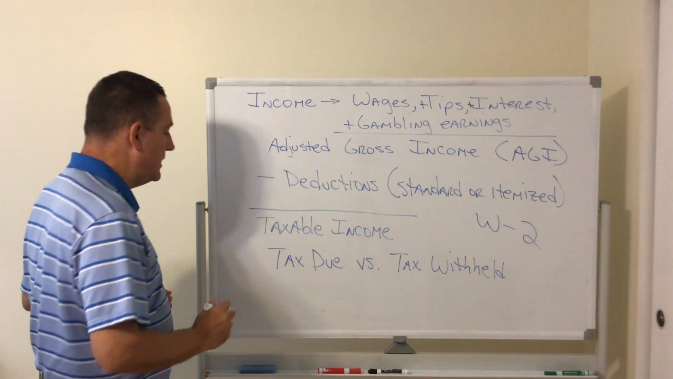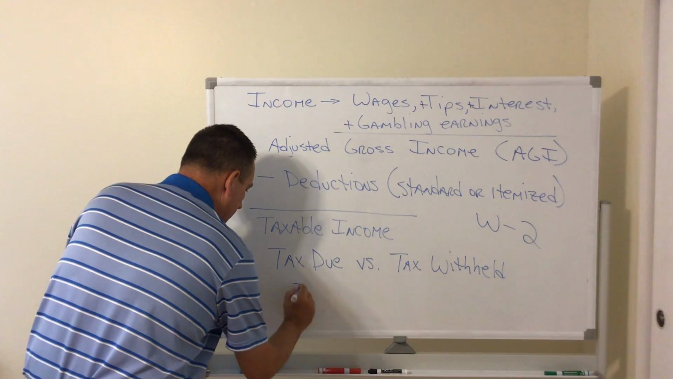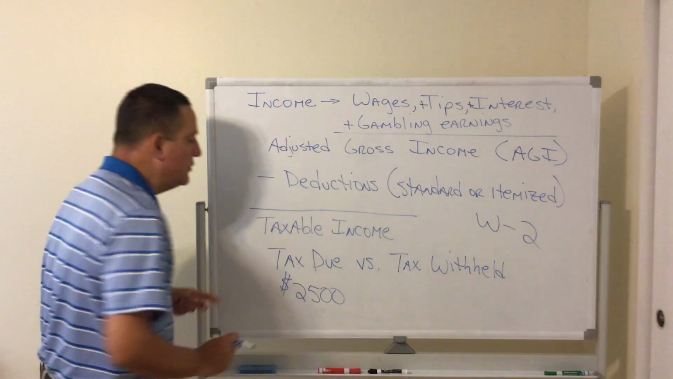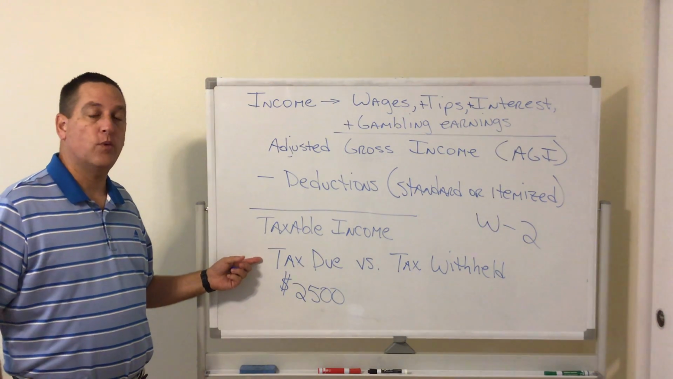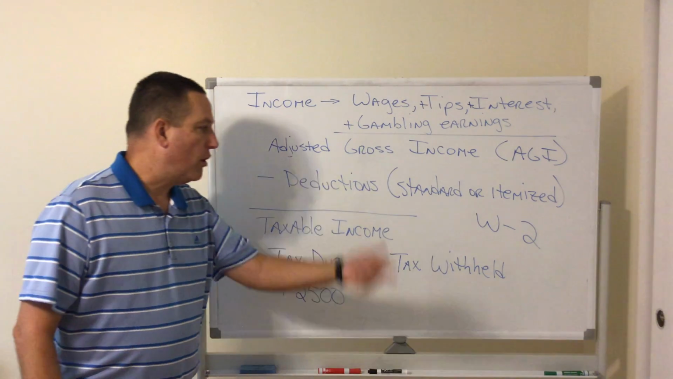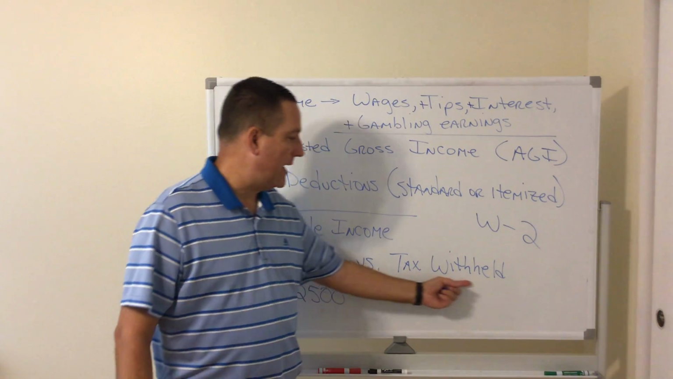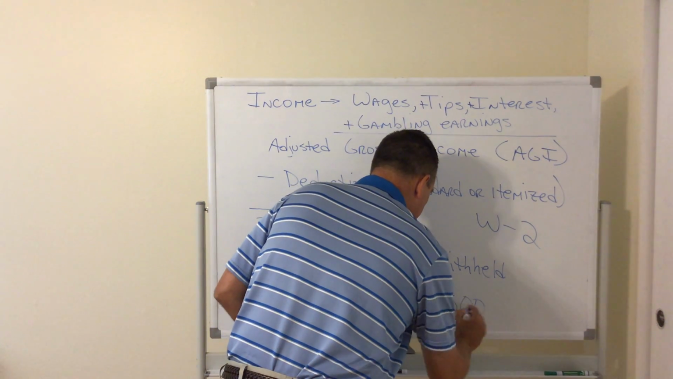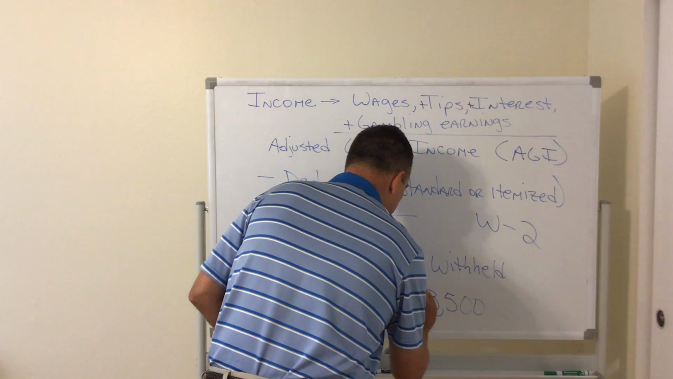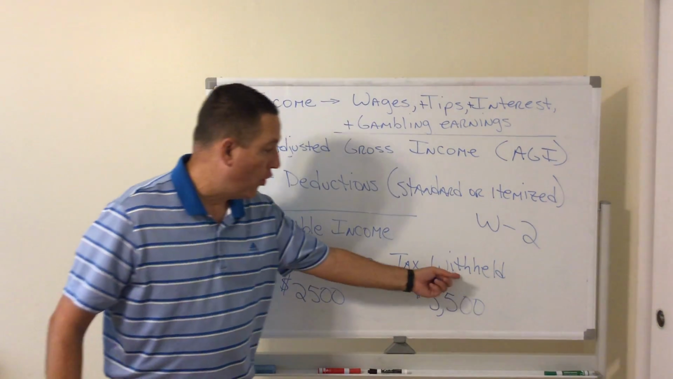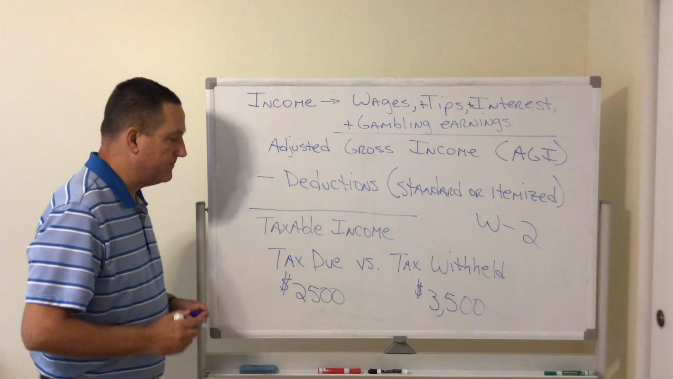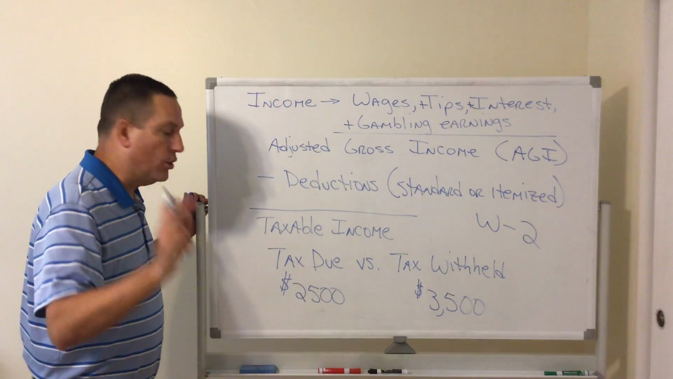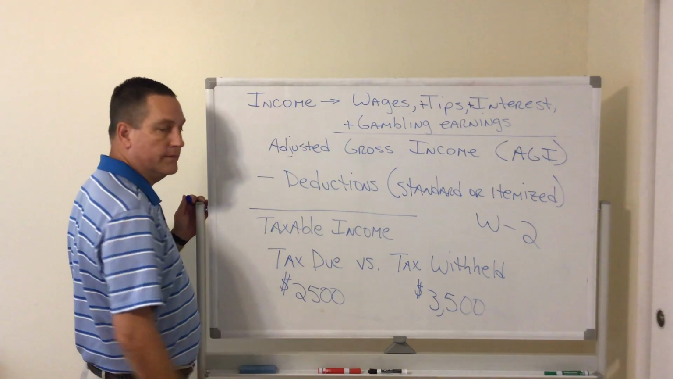Let's say at the end of the year, you were supposed to have paid $2,500. After you do all these calculations, you were supposed to pay $2,500. But all year long, they've been taking money out of your check, and they've been taking out $3,500. So each paycheck, they take out a little bit, they withhold a little bit in federal income tax. So at the end of the year, you've had $3,500 taken out, but you were only supposed to pay $2,500.